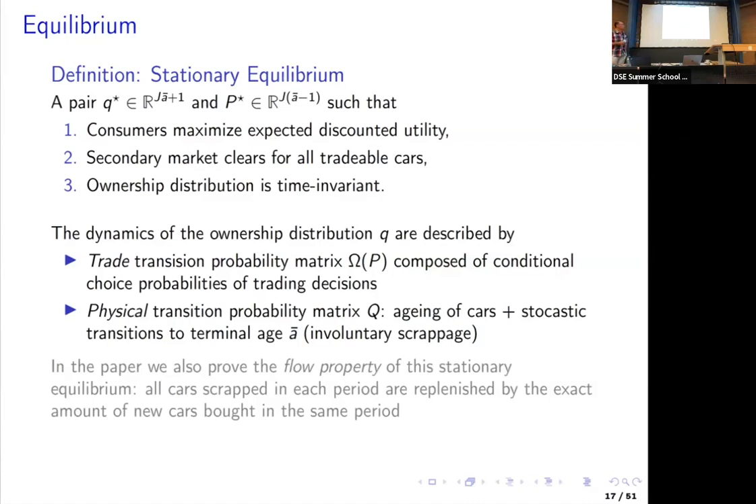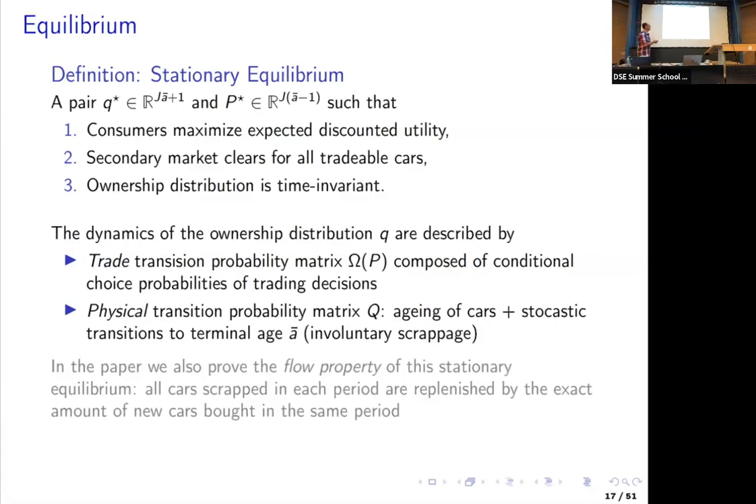Let me say that consumers maximize their expected discounted utility. That's already done, right? We are solving the dynamic problem, which results in the conditional choice probabilities for all different choices that Bertel has described so well, which all depend on prices. And then let me start talking about these other two conditions, and I will start from the ownership distribution.